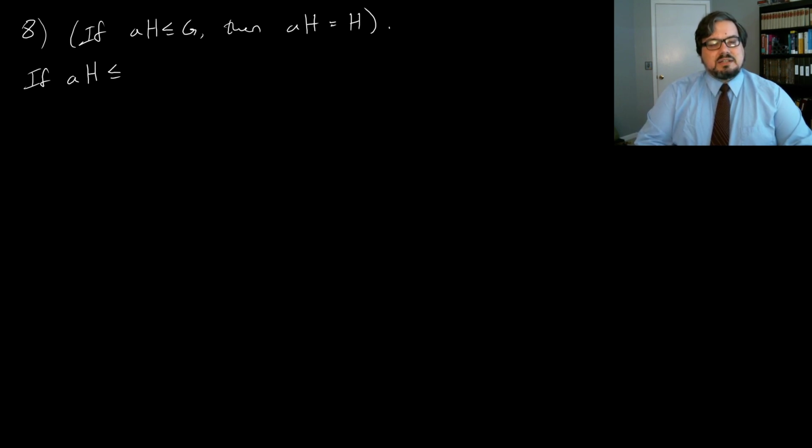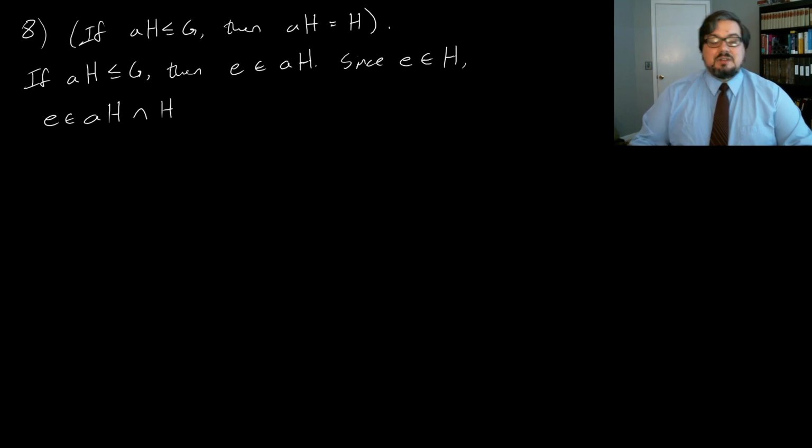All right, finally, let's go to part 8, which said that if AH is a subgroup of G, then AH has to equal H. So note that if AH is a subgroup of G, then in particular that means that the identity has to belong to AH. Since e also belongs to H, we have that e belongs to the intersection of AH and H.